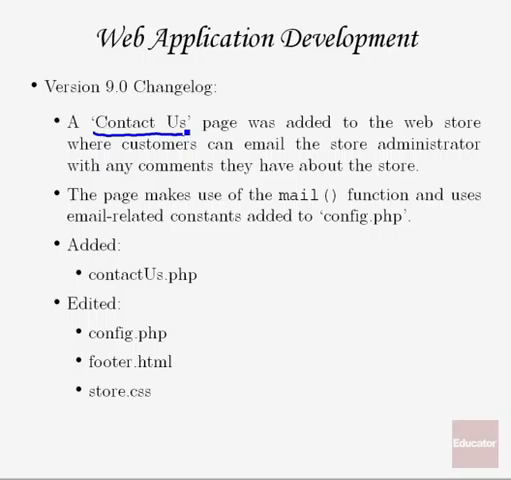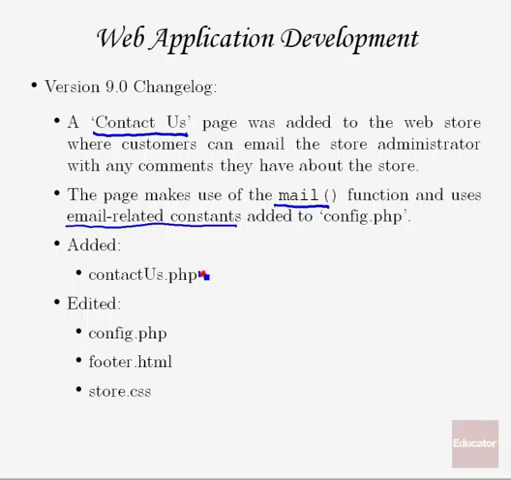It's an example of a way you can have, if you were to have your own website, people submit information or comments to you. It's going to make use of the mail function, and we're actually going to make use of some email-related constants that we're going to add to config.php.